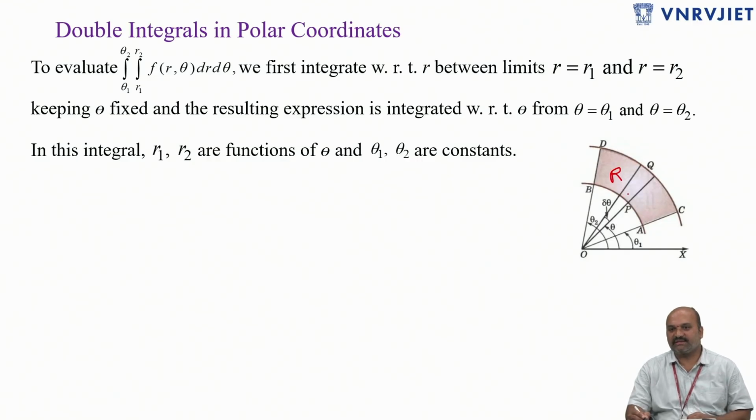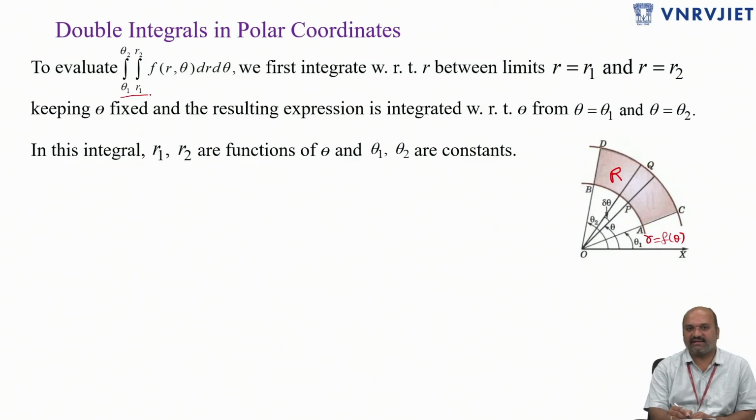So if this is the region of integration, how to identify the limits? Always remember in polar coordinates, r limits are functions of theta and theta limits are constants. Theta limits are always constant since theta is an angle; an angle is never a variable. The double integral in polar coordinates is of the form: integral theta 1 to theta 2, integral r1 to r2, f of r comma theta, dr d theta.